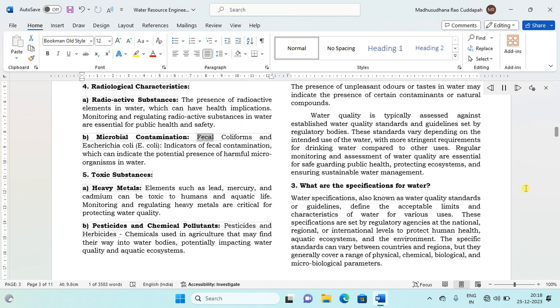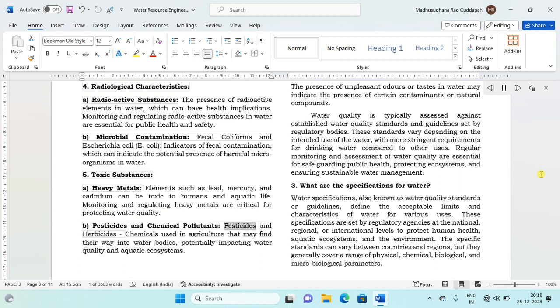B. Microbial contamination, fecal coliforms and Escherichia coli (E. coli), indicators of fecal contamination, which can indicate the potential presence of harmful microorganisms in water. 5. Toxic substances. A. Heavy metals, elements such as lead, mercury, and cadmium can be toxic to humans and aquatic life. Monitoring and regulating heavy metals are critical for protecting water quality. B.